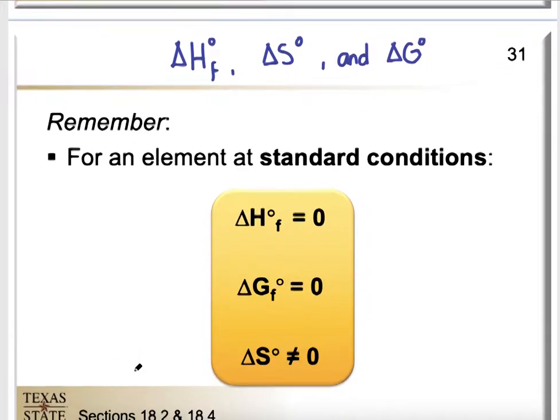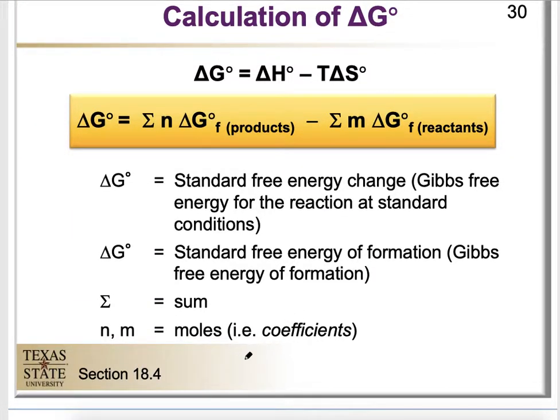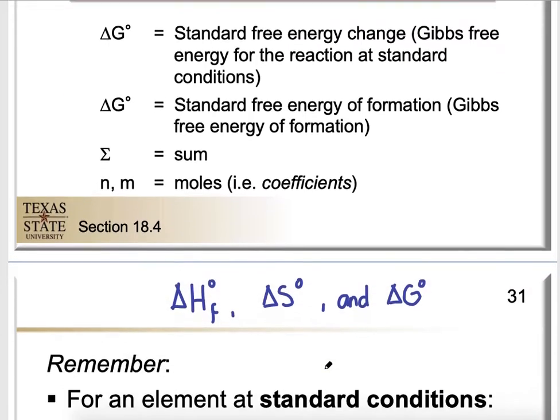So just to remind you, oh, and yes, I did forget to say here. Sorry, I apologize. What I forgot to mention here is that for elements in their most thermodynamically stable form, the delta G will actually be equal to 0. And that's actually summarized here.